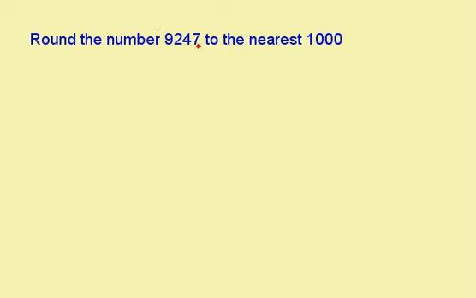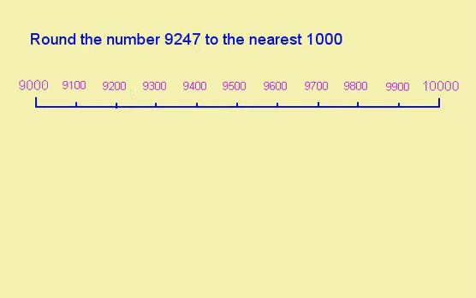I now want to round 9,247 to the nearest 1,000. Because this is below 9,500, I can see that it's going to be 9,000. Using my number line, 9,247 is here, and that's closer to 9,000 than it is to 10,000.